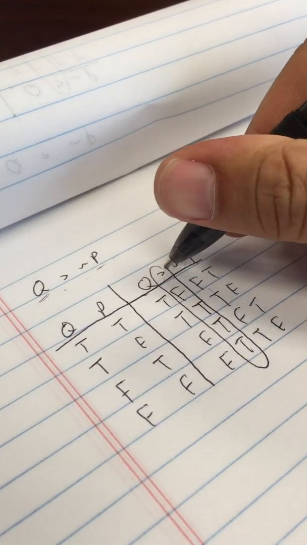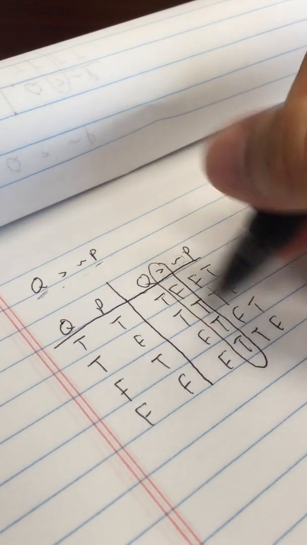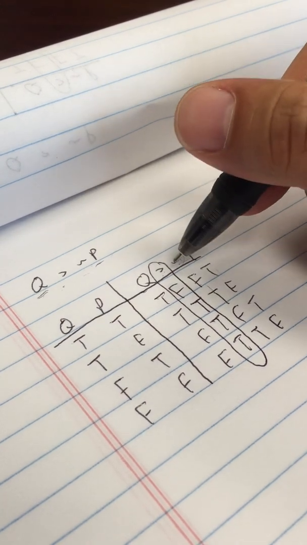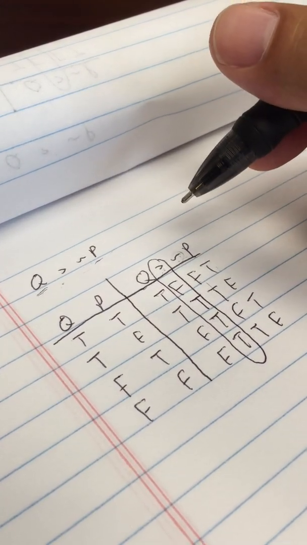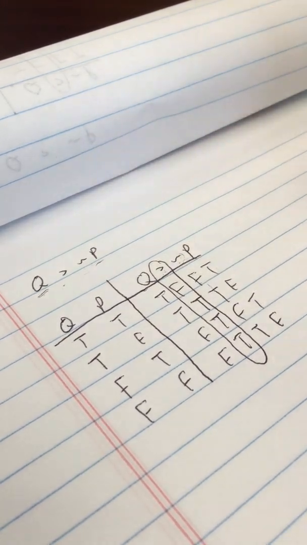Now I'm circling my main operator here to show that this is the truth value, possible truth values for the complex statement. In the interactive exercises, you'll simply click on the horseshoe. That's how you'll select the main operator. But once you select the main operator and you have all this filled in, you should be able to hit submit and get it right.